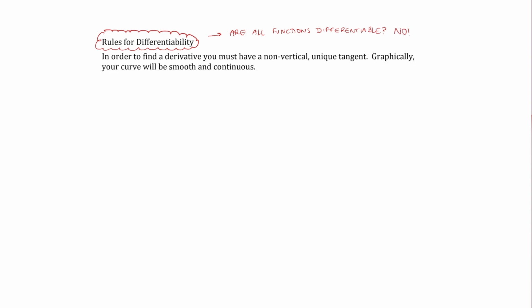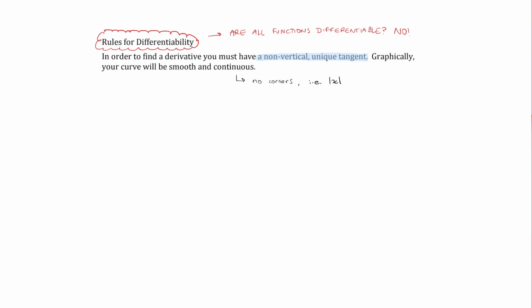All right, so what are those rules? Well, in order to find a derivative, you must have a non-vertical unique tangent, okay? So graphically, the curve will be smooth and continuous. This means that we cannot have any corners, all right? No corners. So for example, the absolute value function is not differentiable, okay? Because we do have a sharp corner when x is equal to 0.